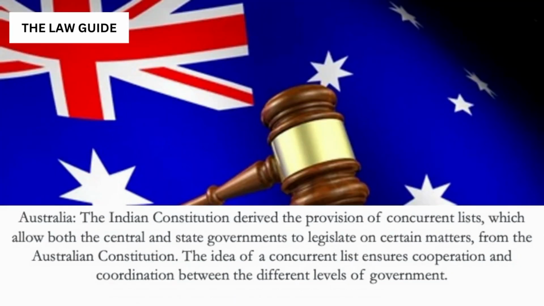Australia. The Indian Constitution derived the provision of concurrent lists, which allow both the central and state governments to legislate on certain matters, from the Australian Constitution. The idea of a concurrent list ensures cooperation and coordination between the different levels of government.